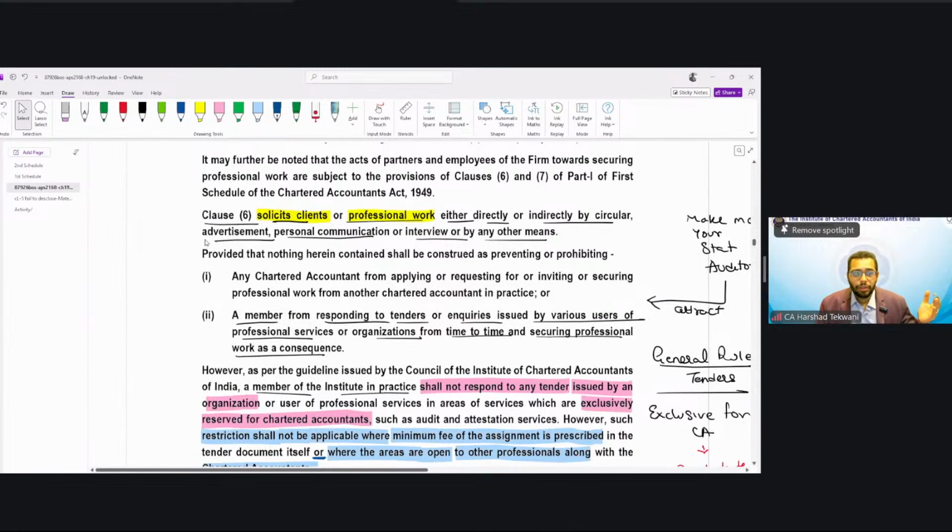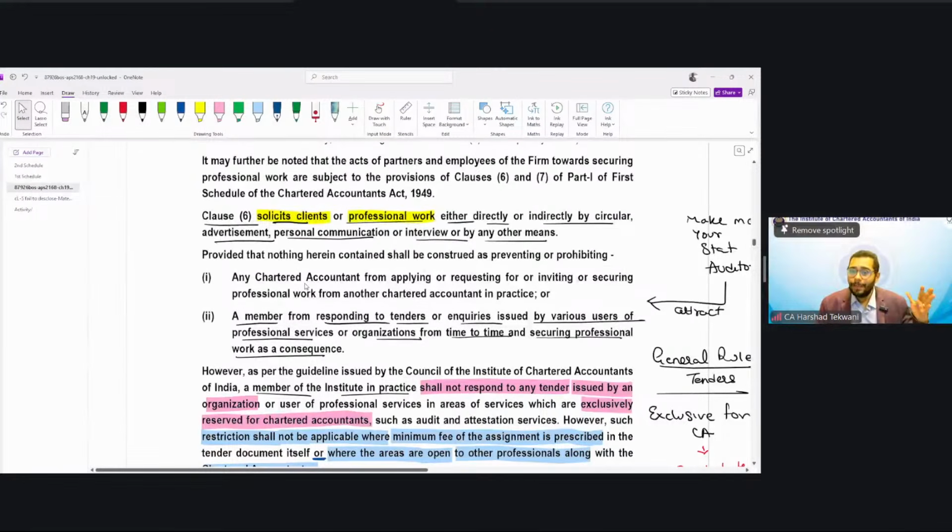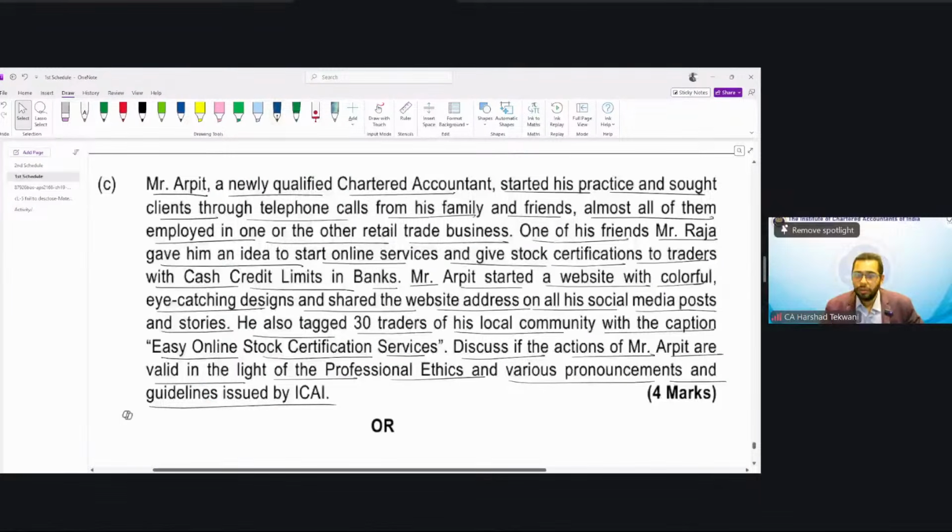In the given question, what is happening? Mr. Arpit started a new practice and tried to solicit clients through telephone calls from his family and friends. He is trying to solicit professional work, which is not permissible. Basically, you're trying to solicit the work through telephone calls, which is directly or indirectly.